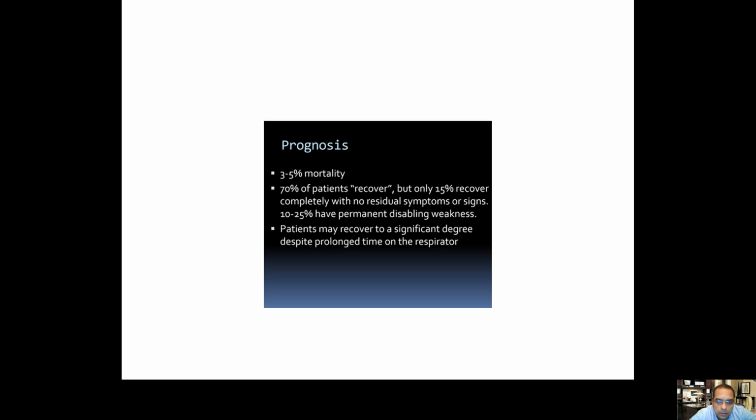So the good news is that the prognosis is good, because only 3 to 5% of those patients die, and 70% of patients recover, but only 15% recover completely with no residual symptoms or signs. So there is a good proportion of patients, 10 to 25%, who will have disabling weakness. And patients may recover to a significant degree despite prolonged time on the ventilator.